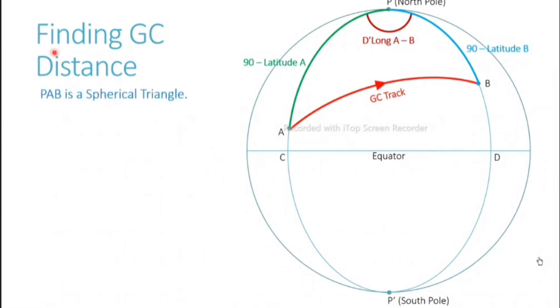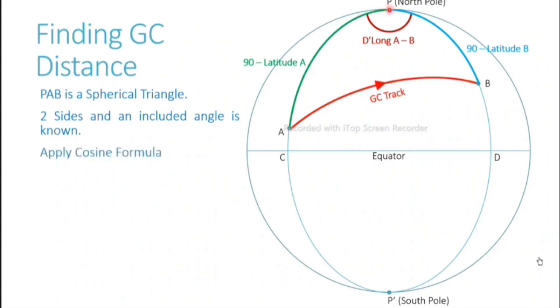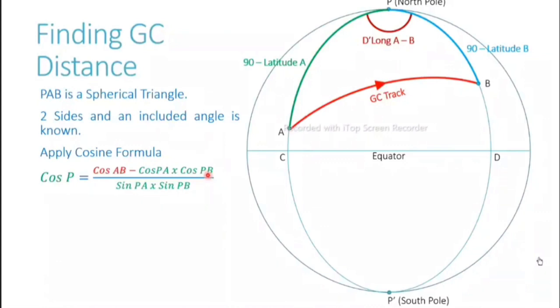So we now know that this triangle PAB is a spherical triangle, and two sides and an included angle in this triangle are known to us. So we can apply the cosine formula. Let's apply the cosine formula for angle P. So cos of any angle is equal to cos of opposite side minus cos of adjacent side 1 multiplied by cos of adjacent side 2, whole divided by sine of adjacent side 1 multiplied by sine of adjacent side 2.